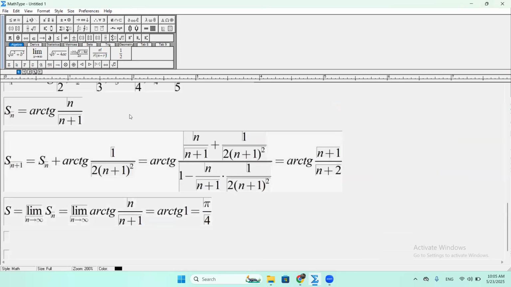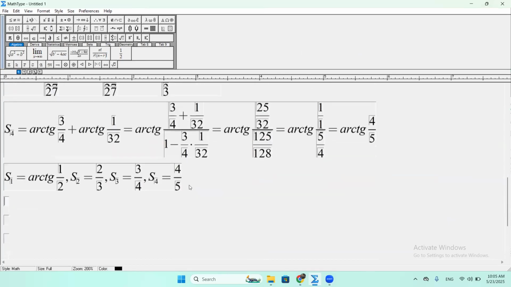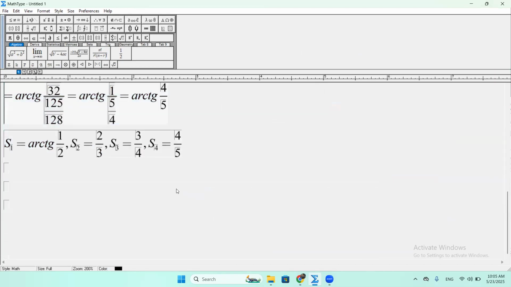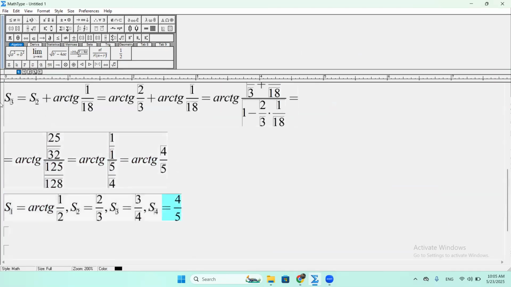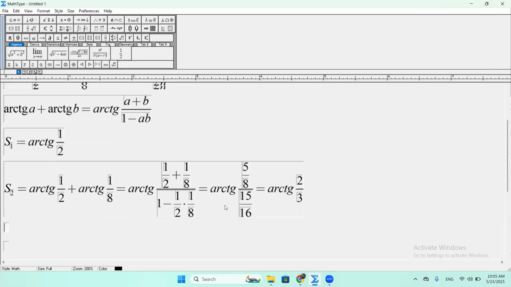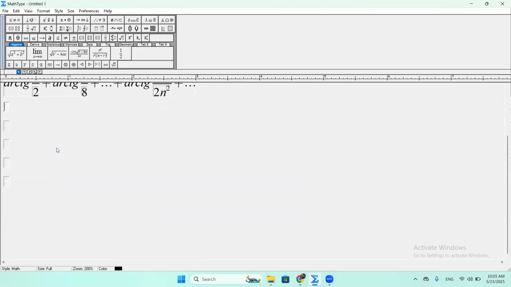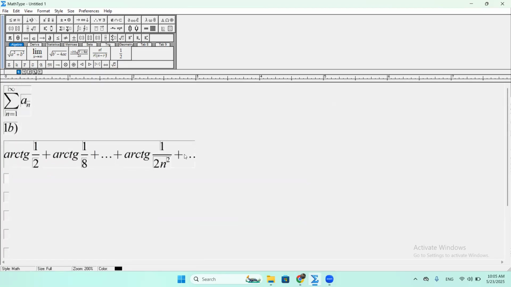Probably no for now. Okay, so now let's continue with one more such exercise, and after that we will probably have a break. So 1C.